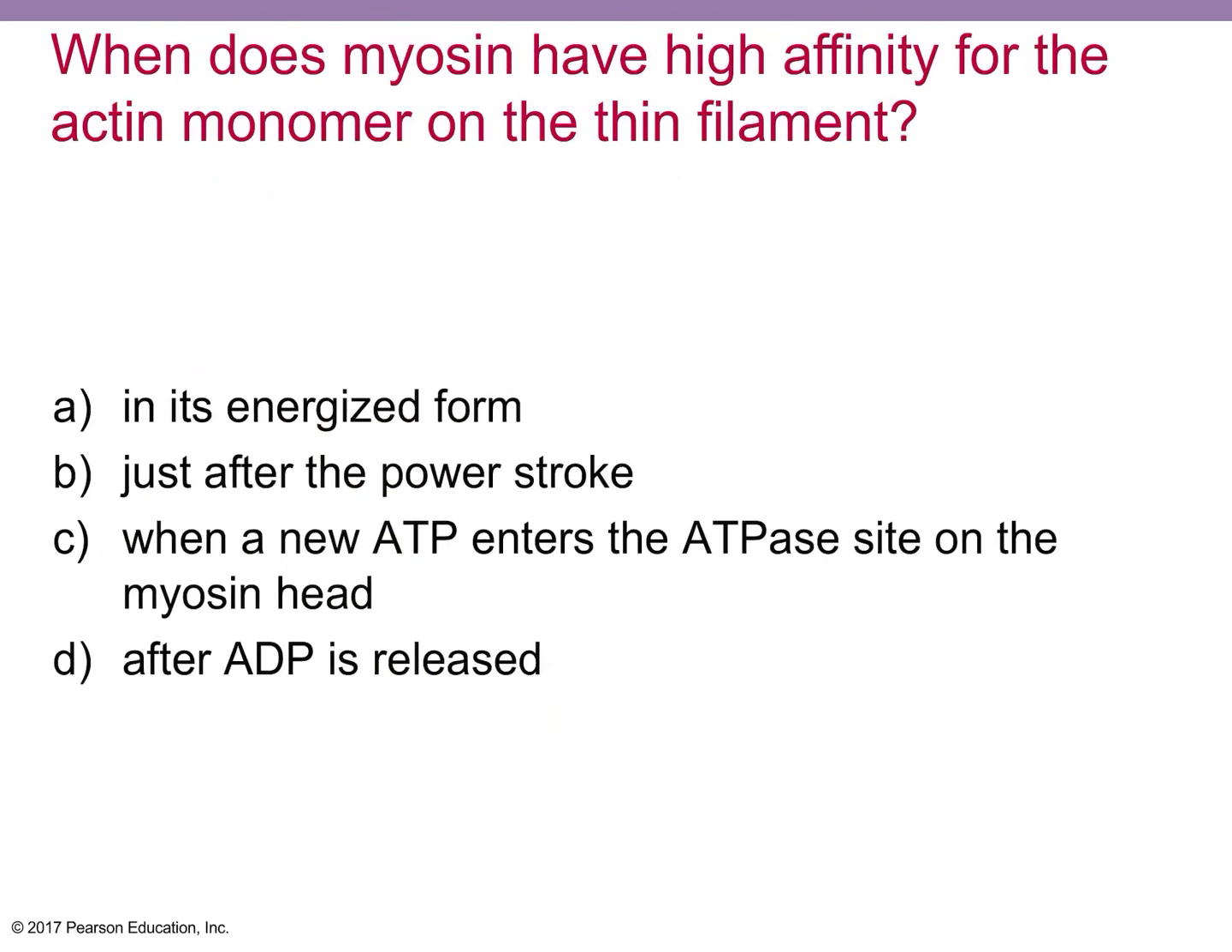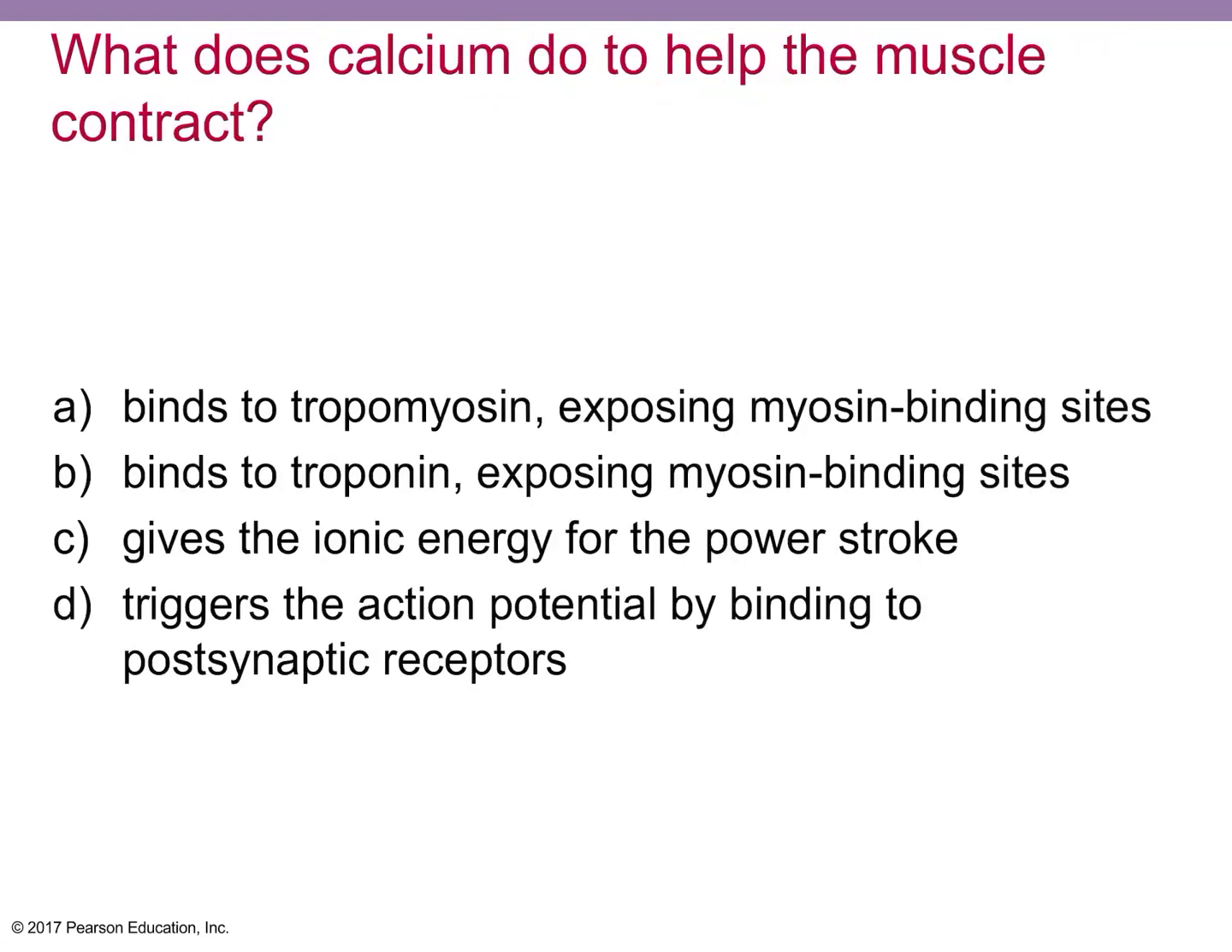When does myosin have high affinity for the actin monomer on the thin filament? So high affinity, it wants to bind to actin. It's going to be in its energized form. What does calcium do to help the muscle contract? So calcium is going to bind to troponin, exposing the myosin binding sites.